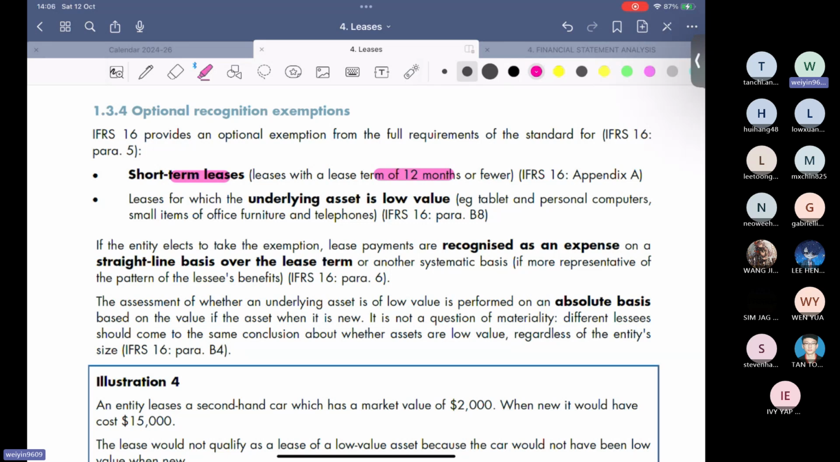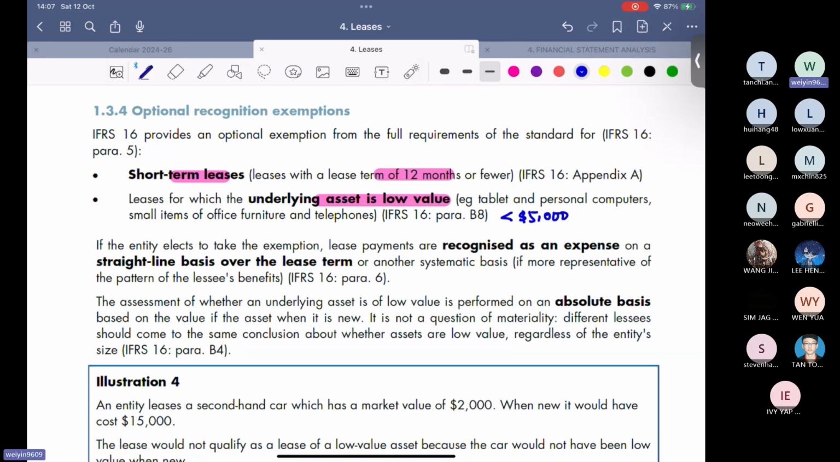Number 2, your underlying asset is of low value. How low is not mentioned, but according to KPMG, it's less than 5,000. That's why it mentions personal computers and small items of office furniture. The value of the leased asset is too low, so it's okay, never mind, because it's immaterial, an insignificant amount. So you can put it as operating lease.